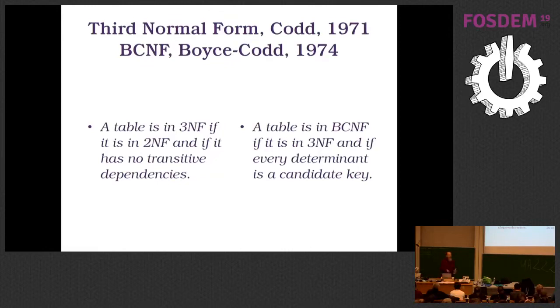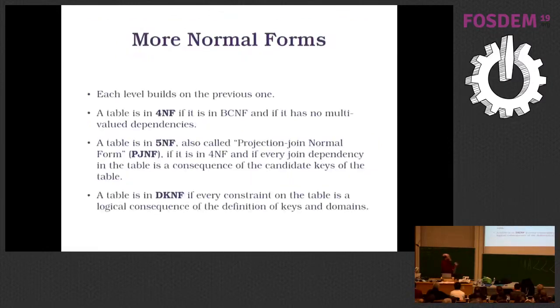Usually what I do when I design a schema is I try to target BCNF, because it's the point where it's still useful and not so hard to achieve. And there is more, of course. You can go to the fourth, the fifth, which is projection join normal form, and then you have DKNF, which is a step further. So I'll give you an example.